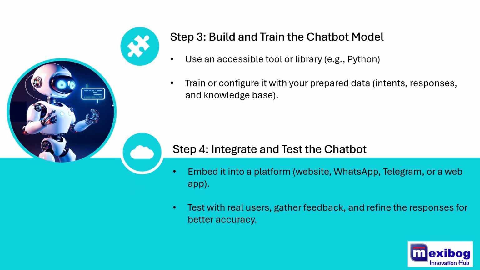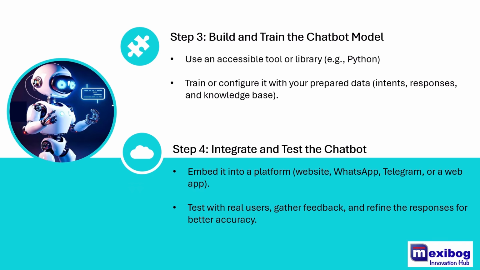So step 3, you build and train a chatbot model. You use an accessible tool or a library, and mostly we're talking about Python. Python is our core language here. For those who are strangers to programming, by the end of this training, you will be conversant and be able to make good use of it. So the next thing, you train or configure it with your prepared data. Like I told you, data is crucial here.